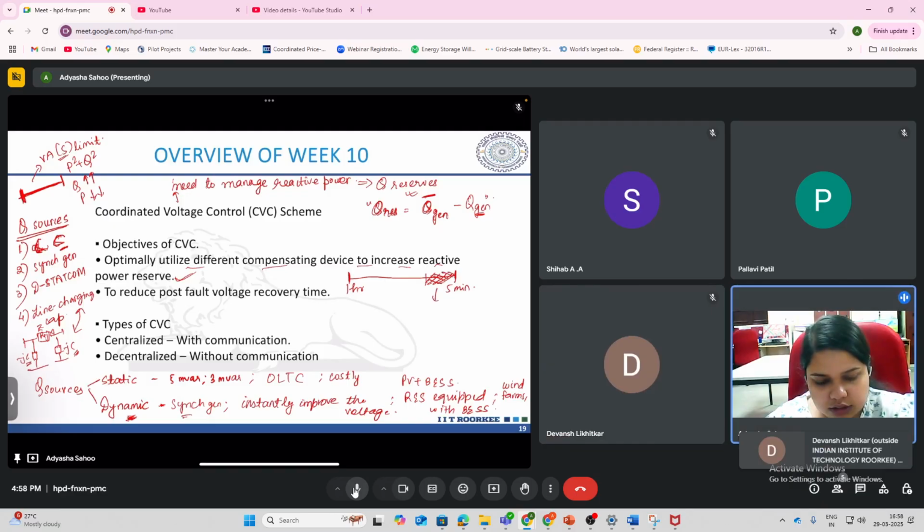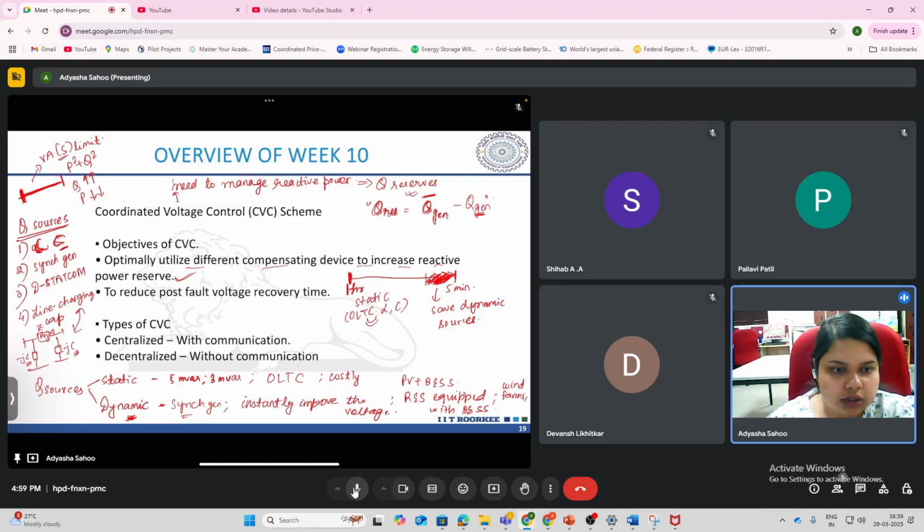So in these cases, I try to save dynamic sources, because there you have to do the corrections in less time. But if I have a greater time period, something like 1 hour, I try to utilize my static devices such as OLTC, inductors and capacitors to manage the voltage. So in long periods of operation, we use the static sources, and for near real-time operation, we use the dynamic sources.